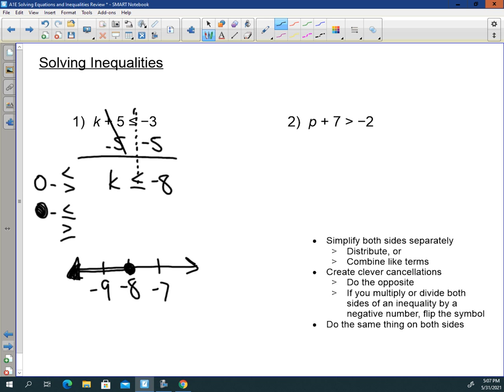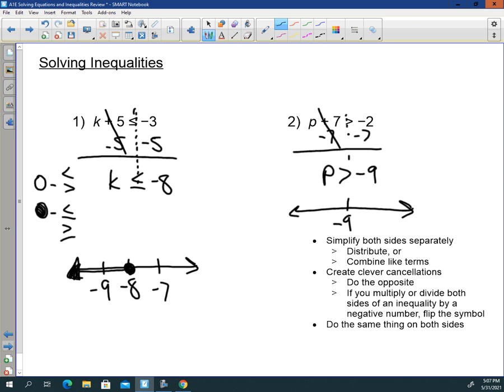Number 2, p plus 7 is greater than negative 2. Let's see. I'm going to subtract 7 from both sides. I have not multiplied or divided, so no need to switch the symbol. I have p is greater than 7, 8, 9, negative 9. Here's our number line.